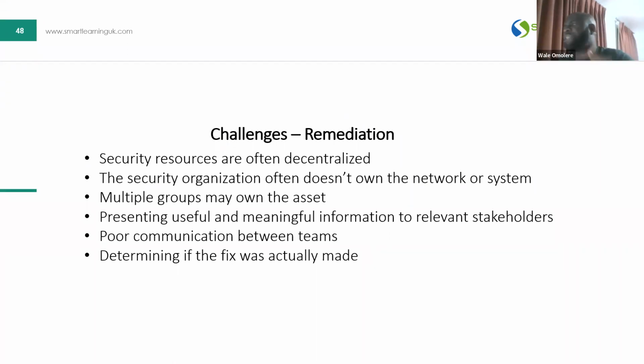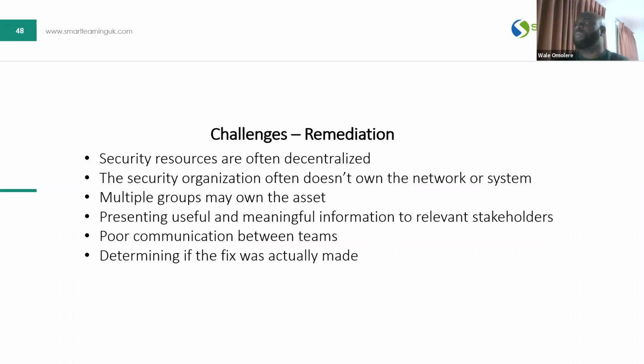The other one is presenting useful and meaningful information to the relevant stakeholder. Absolutely. This is another one. You can imagine millions of records; you have to make sure that you summarize it. I've worked in a place where I was reporting directly to the CISO. Every fortnight, I had to present a report to the CISO, giving a summary of all of the findings, so I had to make it meaningful.